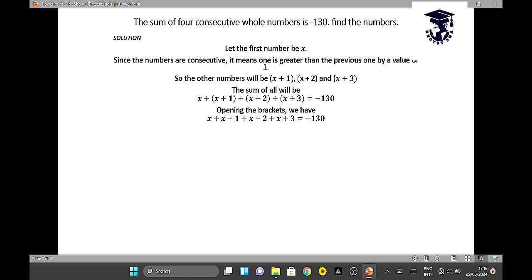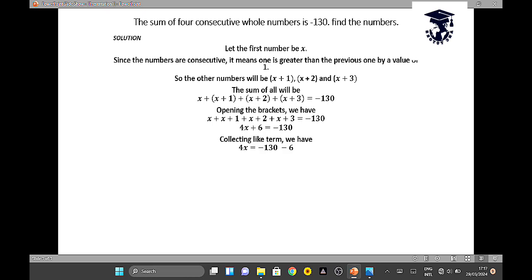Opening the brackets, we have x plus x plus 1 plus x plus 2 plus x plus 3 is equal to minus 130. Then to simplify this, we have to collect all the x terms together, and all the numbers together on the left hand side. x plus x plus x plus x is equal to 4x. 1 plus 2 plus 3 is equal to 6, and that will give us 4x plus 6 on the left hand side is equal to minus 130.